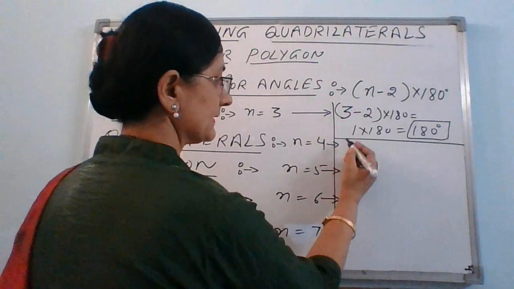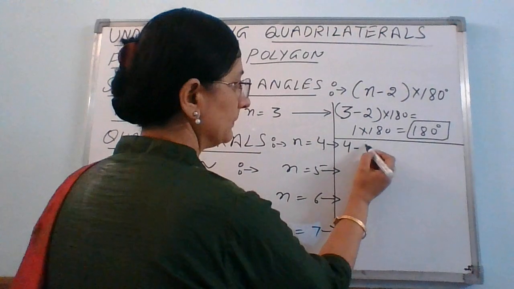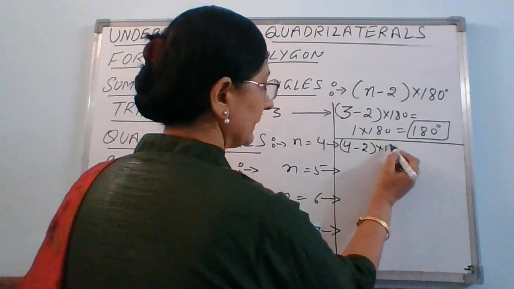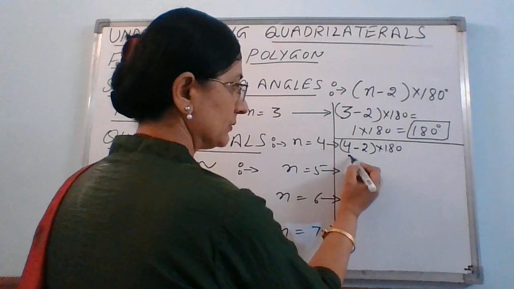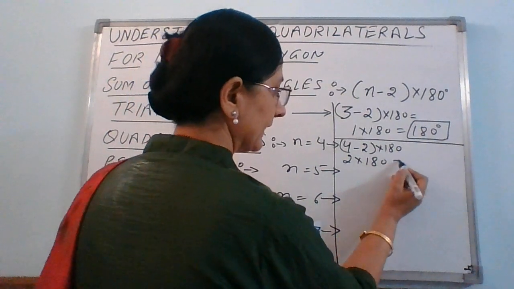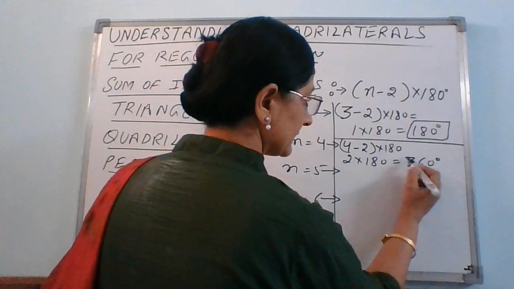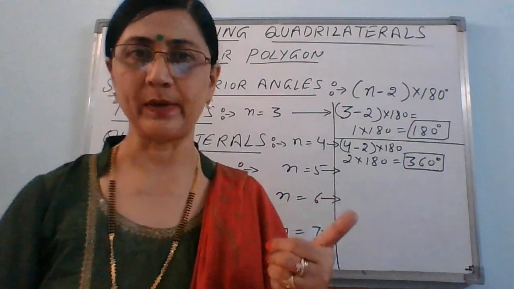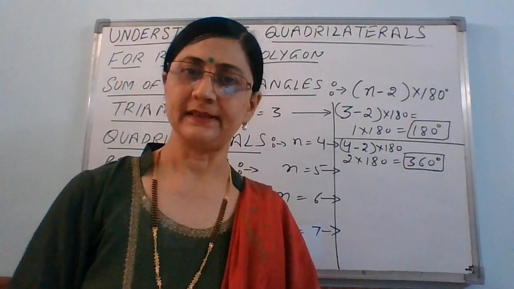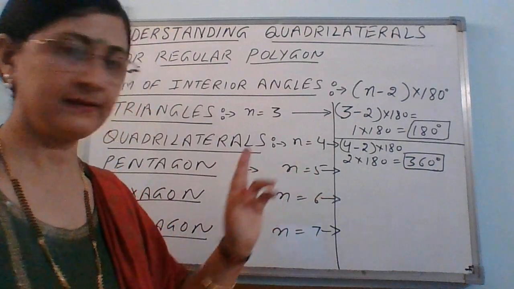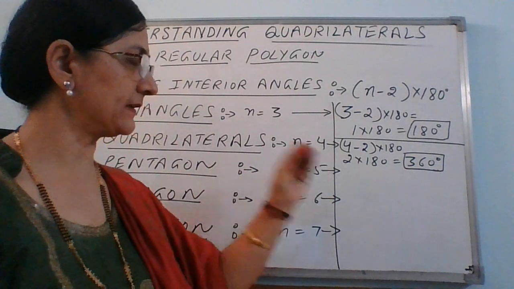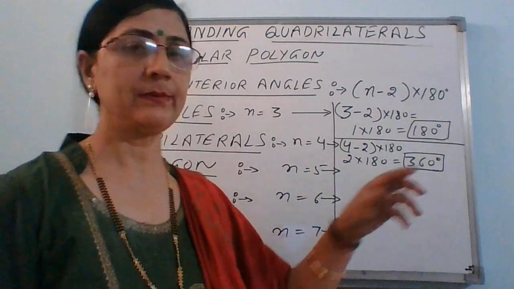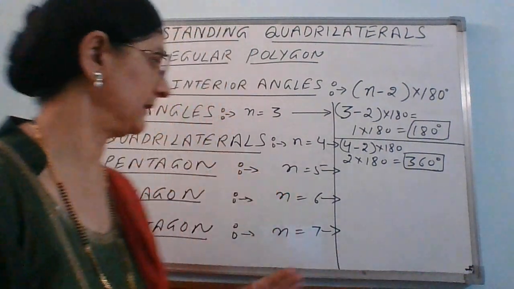Then comes quadrilaterals. n is 4. Let us substitute here 4. 4 minus 2 multiplied by 180. 4 minus 2 is 2, multiplied by 180, that is 360 degrees. It means in a quadrilateral, a four-sided figure like square, rectangle, trapezium, we'll study all these different types of quadrilaterals, the sum of the interior angles is 360 degrees.